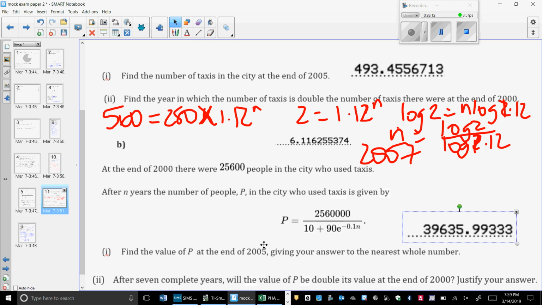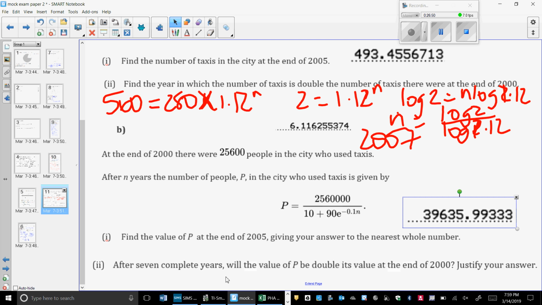So to the nearest, what is P? Number of people who use taxis. So you'd round that up. Personally, I would probably have rounded that down. Answer's got it rounded up. Interesting. 39636. Because these people haven't quite got there. But anyway.